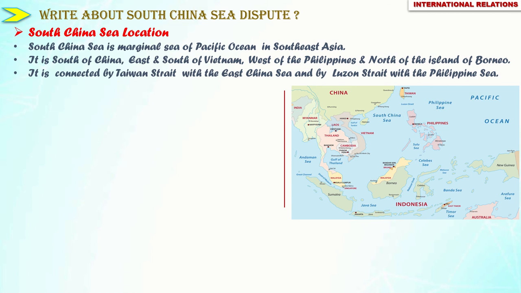It is connected by Taiwan Strait with the East China Sea and by Luzon Strait with the Philippine Sea. Please do observe here. What is this strait? Luzon Strait. Please do remember, this is Luzon Strait and this is South China Sea and this is Philippine Sea. And over it you can observe here the East China Sea. So if you want to enter from South China Sea to Philippine Sea, you need to cross Luzon Strait. And if you want to enter from South China Sea to East China Sea, please observe here, this is Taiwan Strait. So from South China Sea to East China Sea, you need to enter from Taiwan Strait, whereas from South China Sea to Philippine Sea, you need to enter from Luzon Strait.